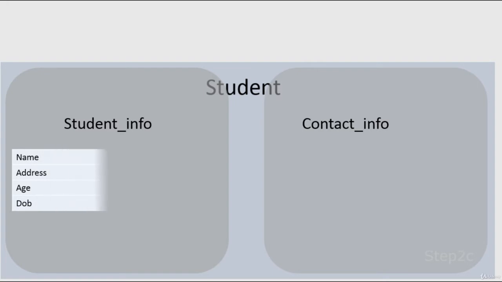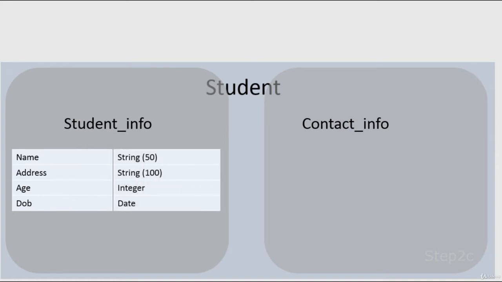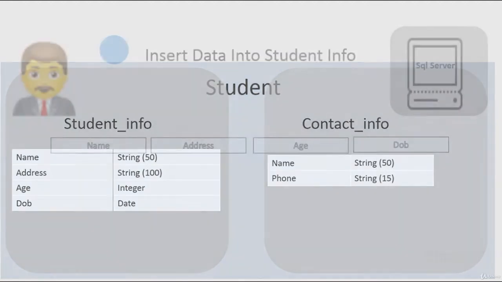Inside student info, the table allowed us to add 4 columns called name, address, age, and date of birth, and the data types it was supporting were string data for name and address. The age column allowed us to enter integer type, and in the date of birth we enter date values. Similarly, in the contact info table we entered name and phone number, and for both columns we entered string data types.